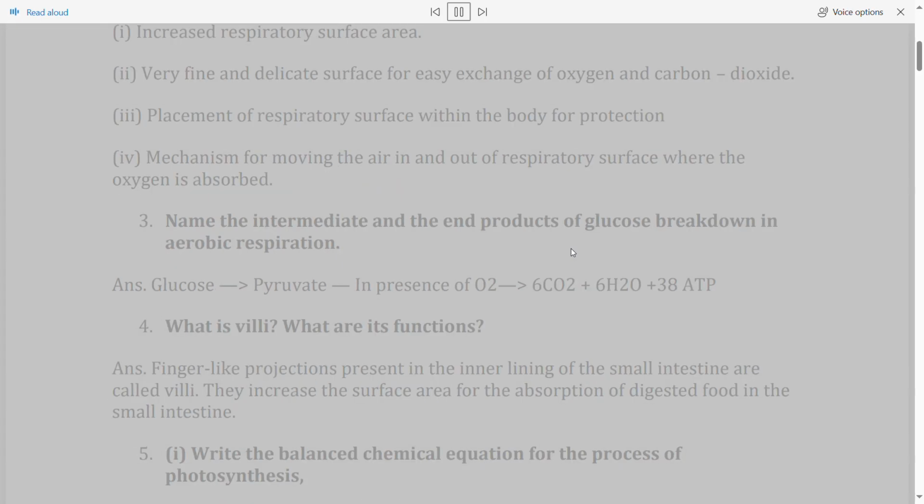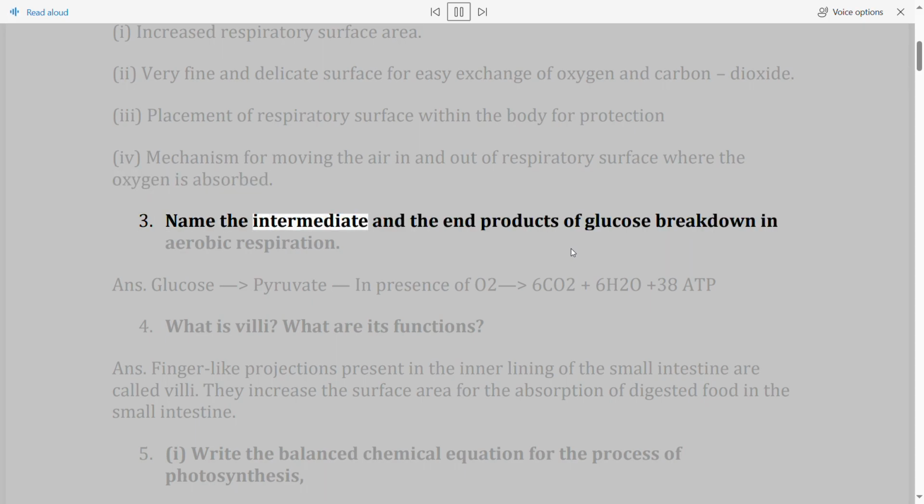1. Increased respiratory surface area. 2. Very fine and delicate surface for easy exchange of oxygen and carbon dioxide. 3. Placement of respiratory surface within the body for protection. 4. Mechanism for moving the air in and out of the respiratory surface where the oxygen is absorbed.